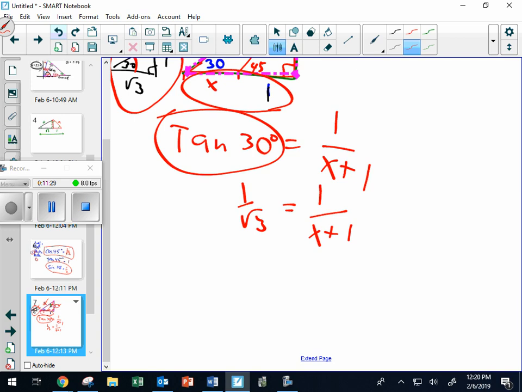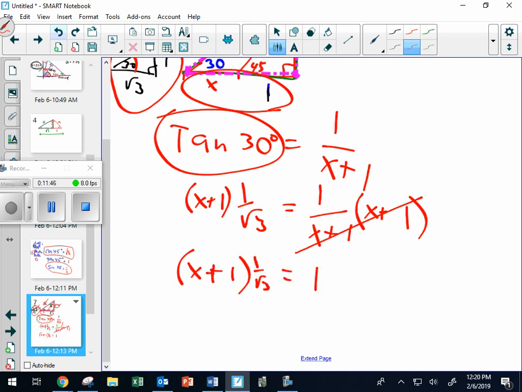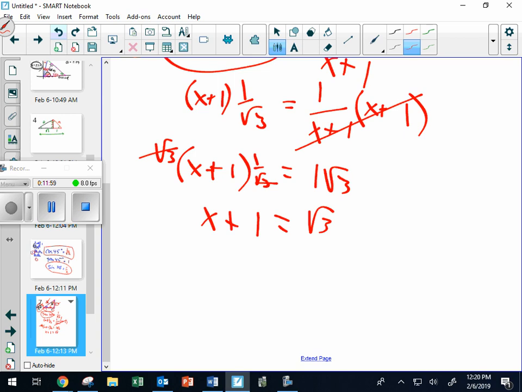So you could cross multiply. I personally like this way, where you multiply this by x plus 1. And now I've got x plus 1 times 1 over square root of 3 is equal to 1. And then I can multiply both sides by square root of 3. x plus 1 equals square root of 3. And then I'm going to subtract 1. Okay, now that's getting it exact.